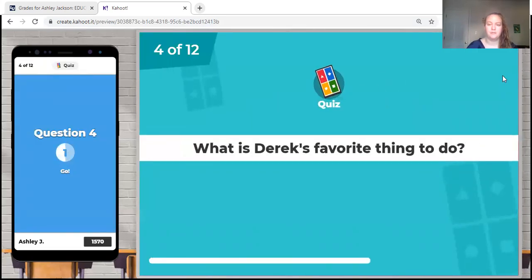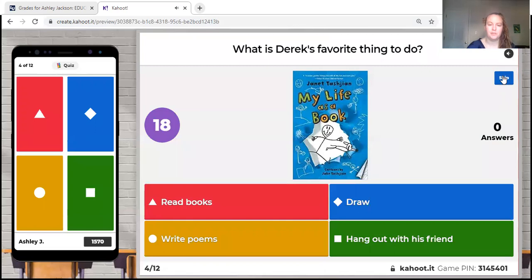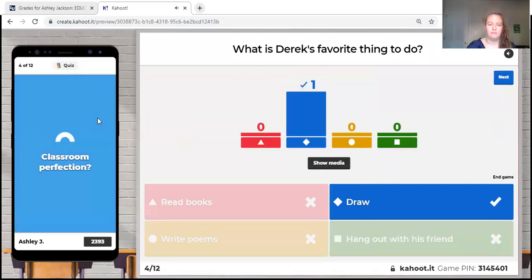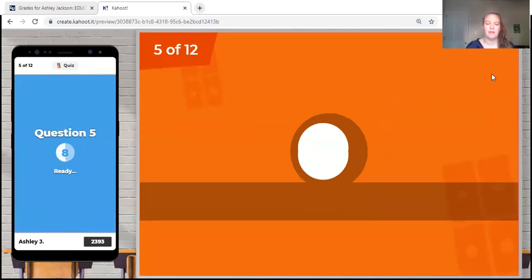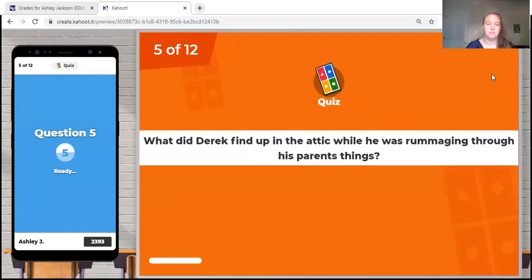What is Derek's favorite thing to do? Read books, draw, write poems, or hang out with his friends. And his favorite thing to do is draw. As we go through, the students will start comprehending the story a little bit more, and this way it's competitive. And this is double the points.